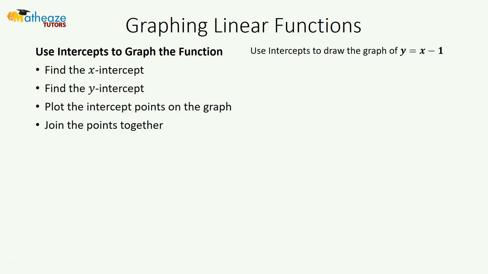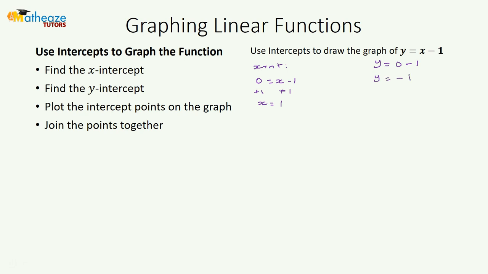Now let's use the information to draw the graph. So we're going to start with the x-intercept. 0 equals x minus 1, plus 1 on both sides. So x equals 1. Then y equals 0 minus 1. So y is equal to negative 1.